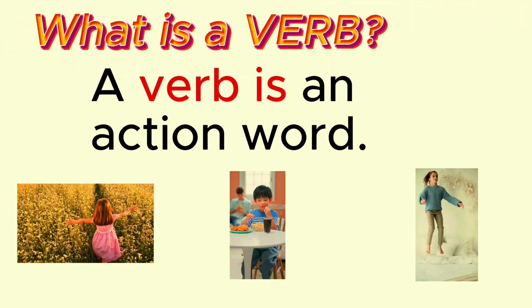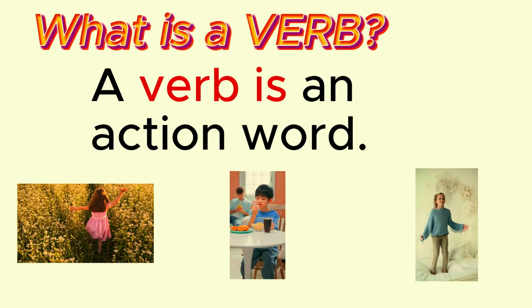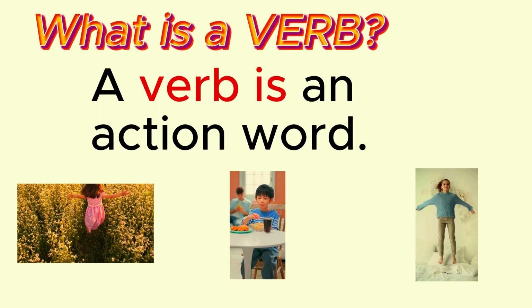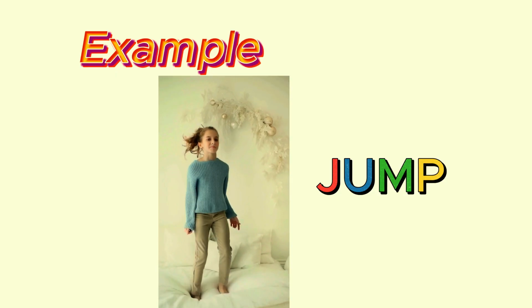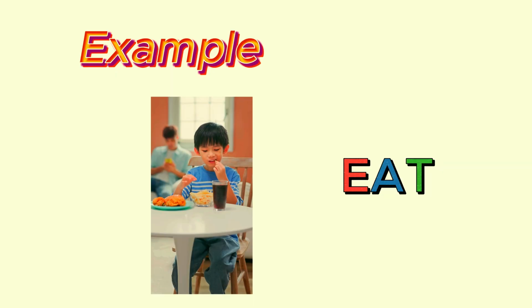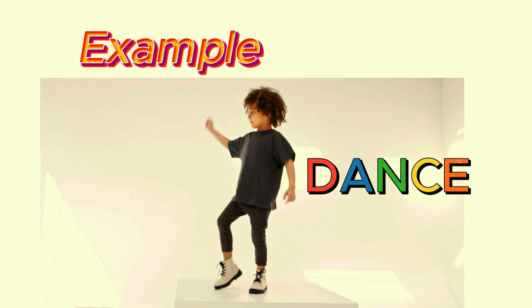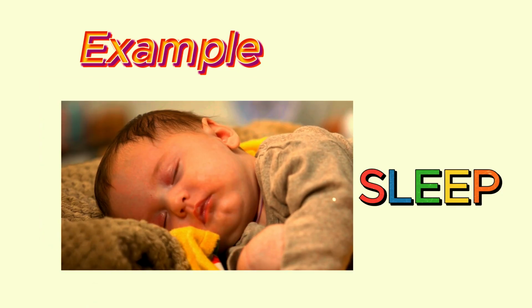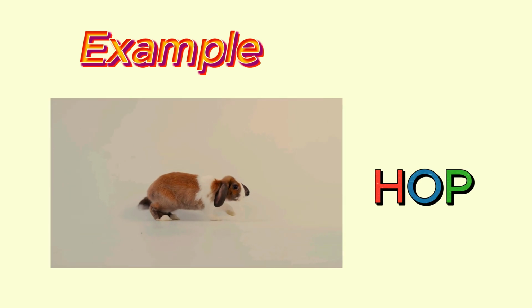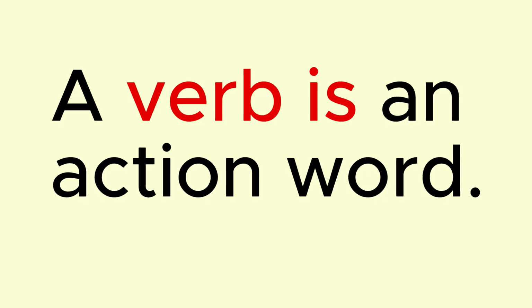A verb is an action word. It tells what someone is doing. For example, jump is an action word. Eat is an action word. Dance is an action word. Sleep is an action word. Hop is an action word. Can you say it? A verb is an action word.